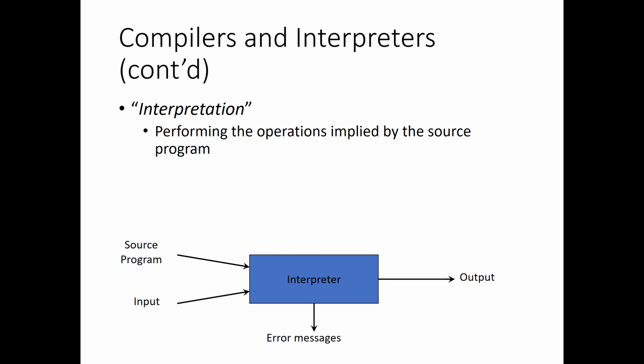Here, the compiler and the interpreter. Interpretation is nothing but performing the operation implied by the source program. That is, the source program input is given, the program is executed line by line, then errors are checked, then output is produced. That is called interpretation.